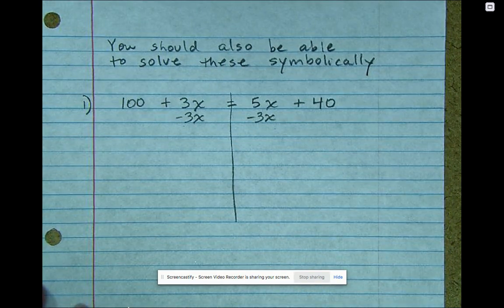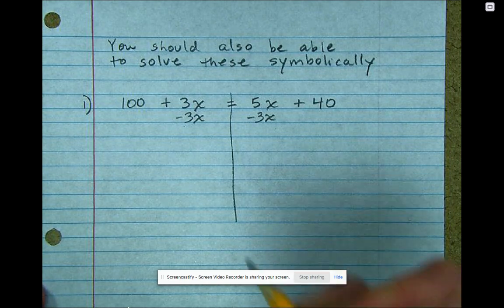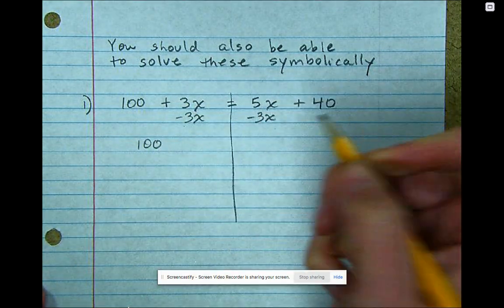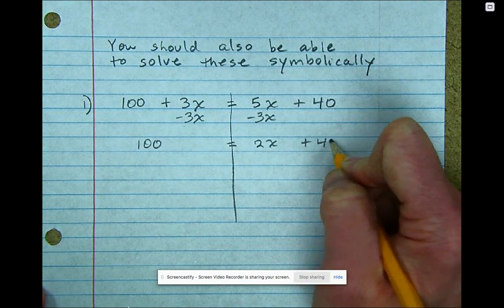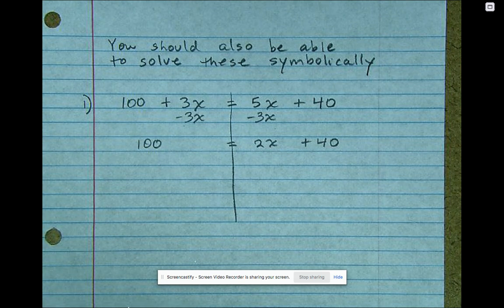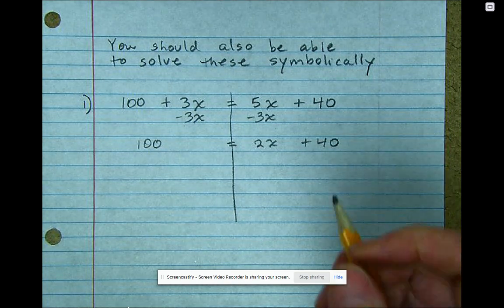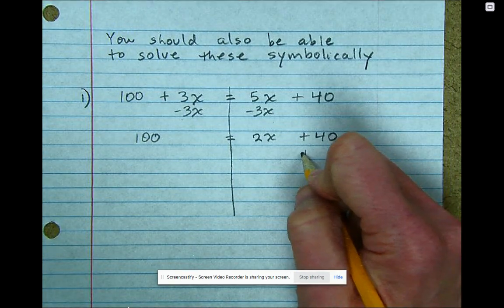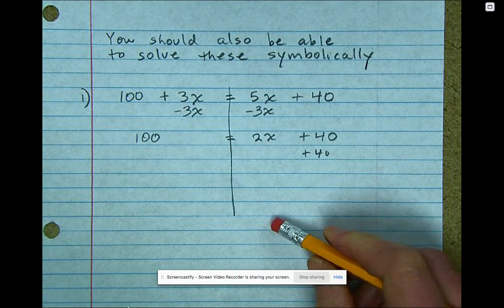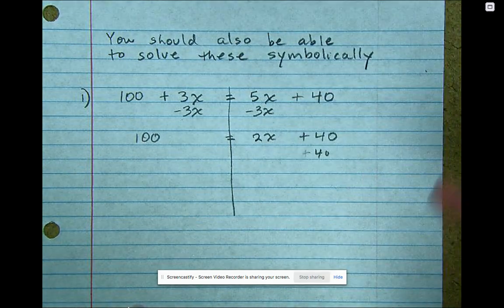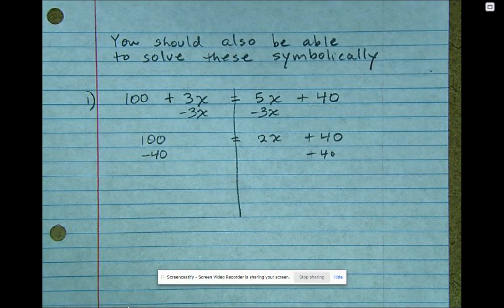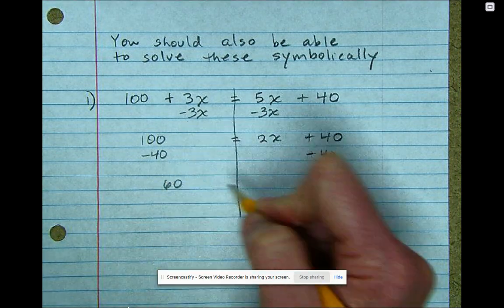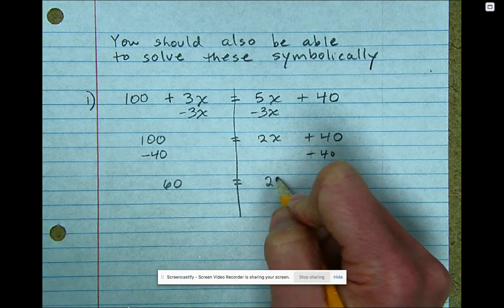If I subtract 3x from both sides, what do I have left on the left side? My new equation is still balanced. Now I have 100 is equal to 2x plus 40. I'm getting closer to finding out what x is by balancing it out. What could I do now? How about adding 40? Whoops, that's not a good idea because then I'd have 80. How about subtracting 40 from both sides? Then I get 60 over here, 2x over here.